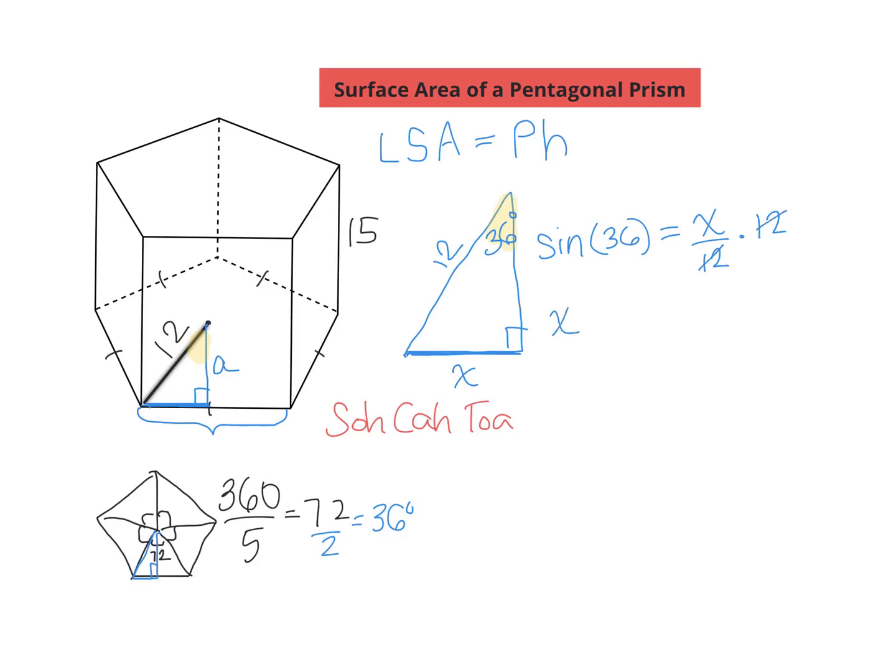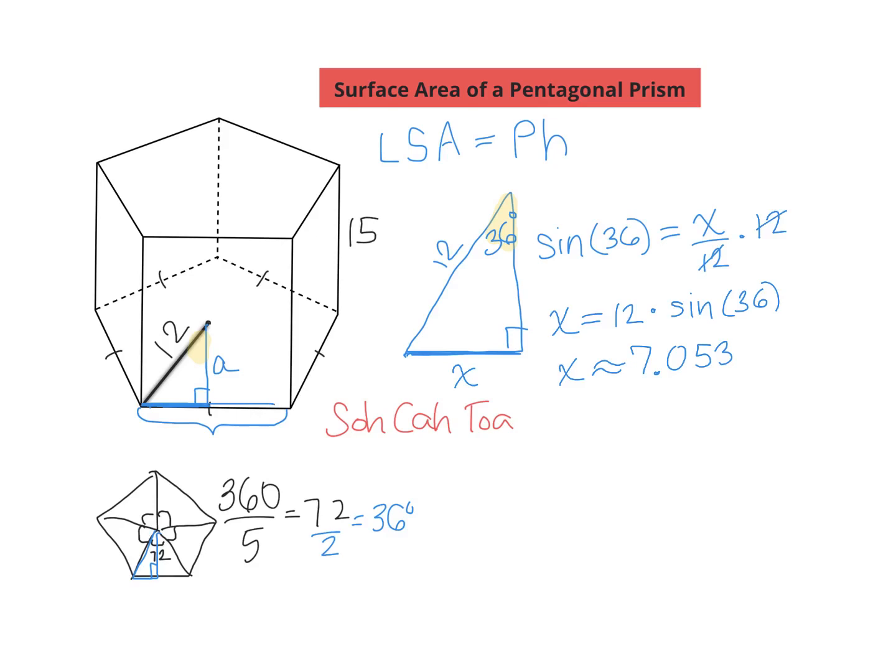So x is going to be 12 times sine of 36 degrees. So we can plug this into our calculator, and we're going to have to get a rounded answer. So 12 times sine of 36, I'm getting about 7.053. All right, that 7.053 is going to be just halfway, okay, halfway across, right?